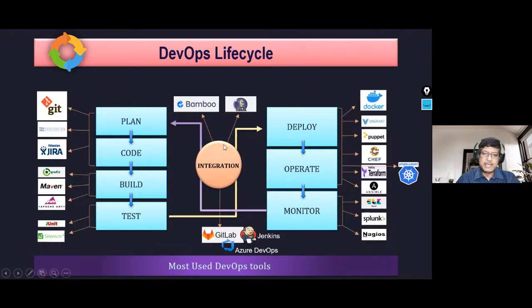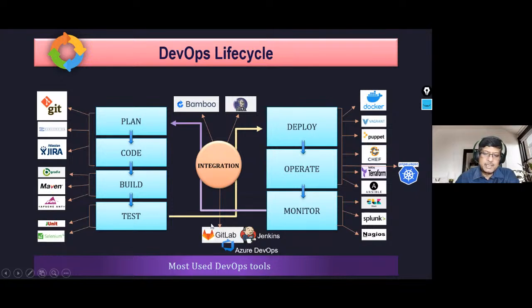Then there is the integration tool, that is the CI/CD pipeline. CI means continuous integration, and CD continuous delivery and deployment. We used to teach Jenkins quite well with our old batches, but then as GitLab came into the market, we had feedback that most of the recruiters are looking for knowledge of GitLab. So we started training on GitLab, which is a CI/CD pipeline.